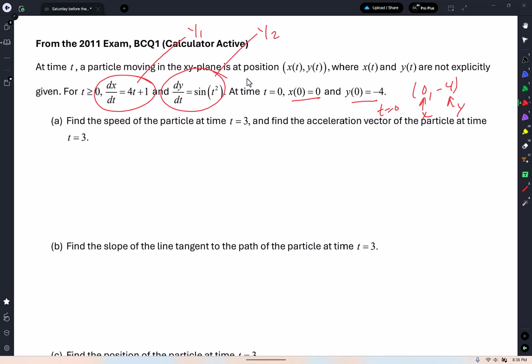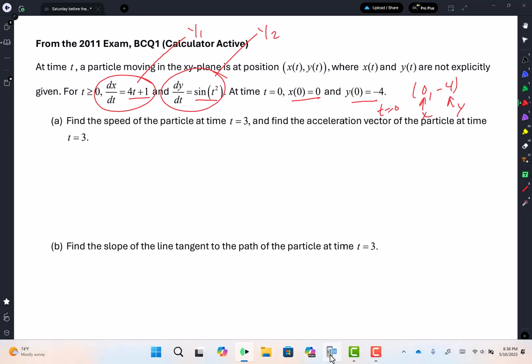All right, no big deal. It's a calculator active. First thing I'm going to do is type that into y1 and this into y2. I don't necessarily need it, but I'm going to be recalling it all the time. So 4t plus 1, y1. Okay, so let's click there.